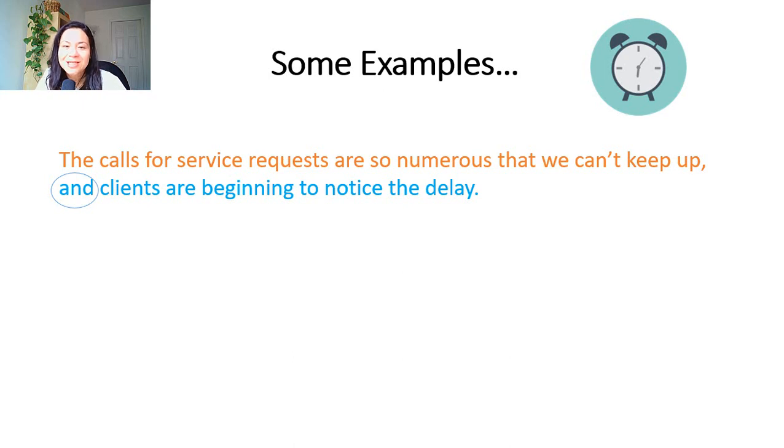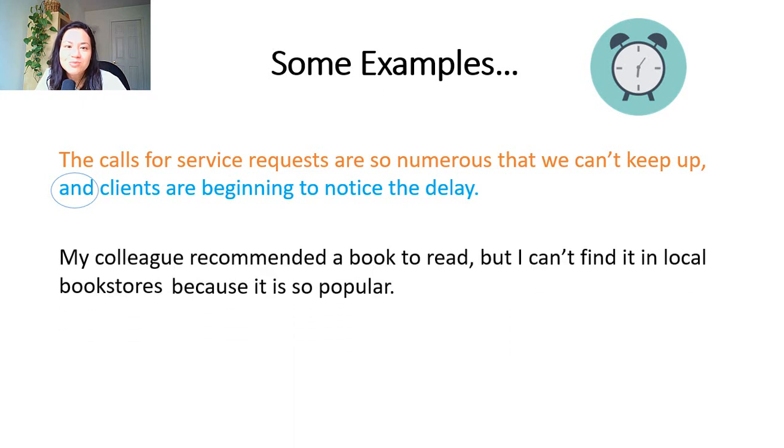Another one. My colleague recommended a book to read, but I can't find it in local bookstores because it is so popular. Here, two independent clauses come first, which are conjoined by a comma and the coordinating conjunction "but." Then it is followed by a dependent clause of reason, "because it is so popular."